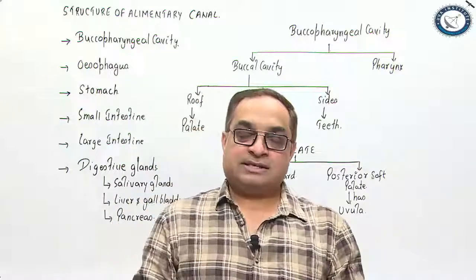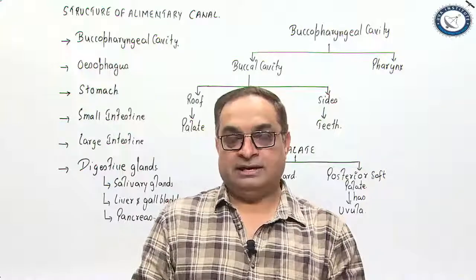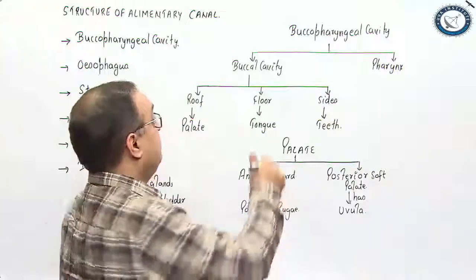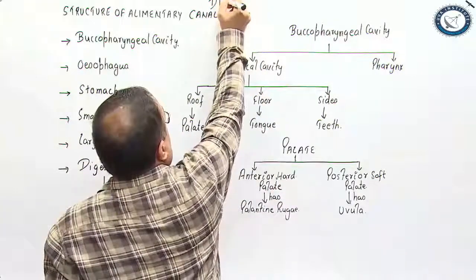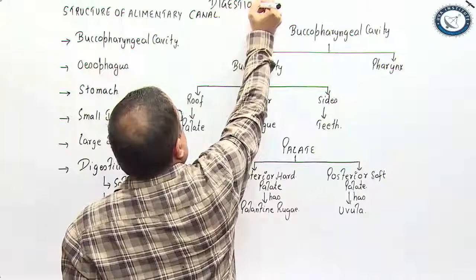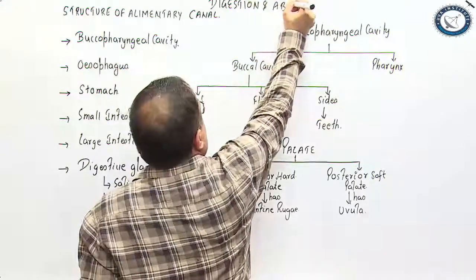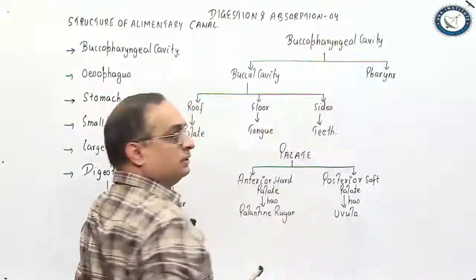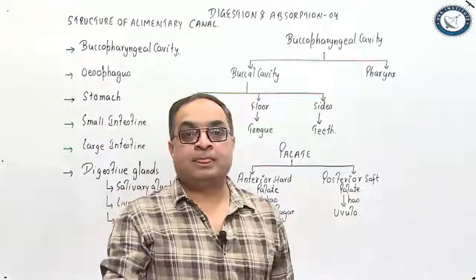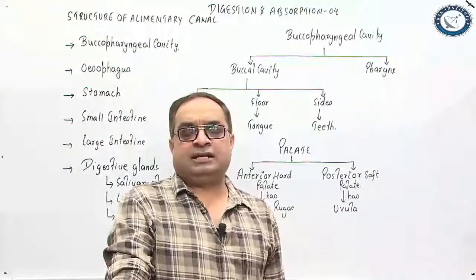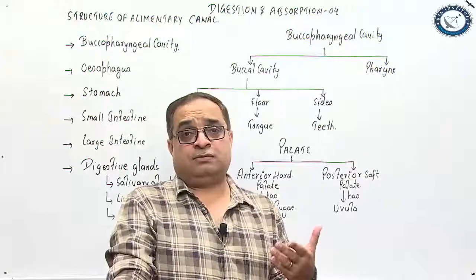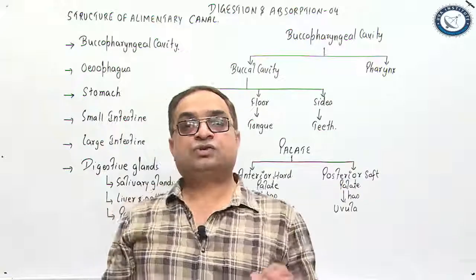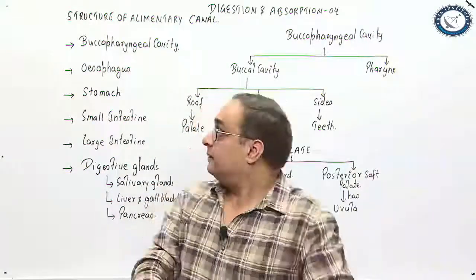The topic of our discussion today is the structure of alimentary canal. We are discussing digestion and absorption. The main topic which we are dealing with is digestion and absorption, and this is the fourth lecture of our series in continuity. Till now we have discussed the digestion of carbohydrates, fats, proteins, and nucleic acids. Now we'll be discussing the structure of alimentary canal.